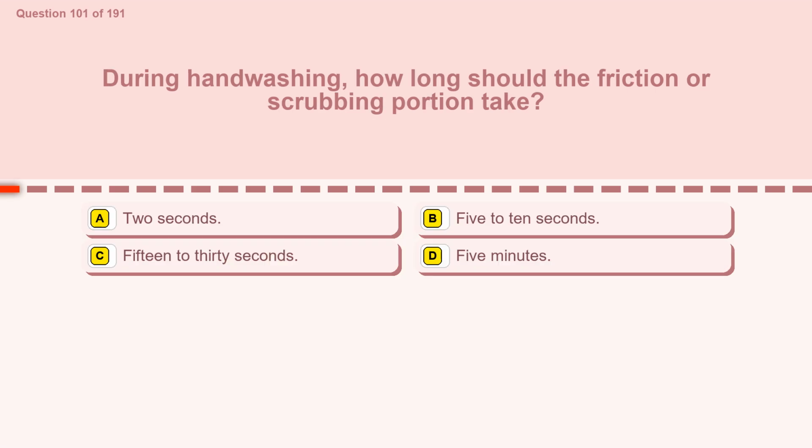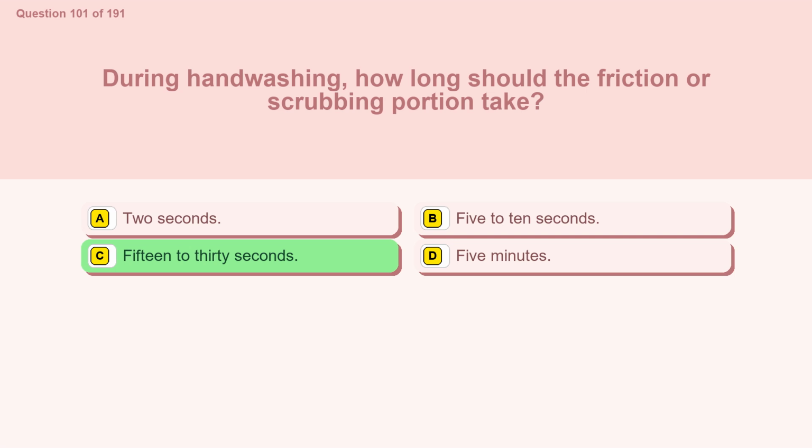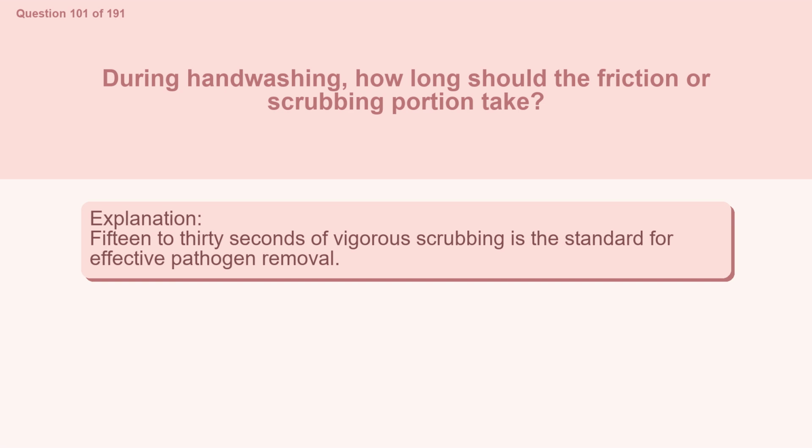Question 101. During hand washing, how long should the friction or scrubbing portion take? Option A, 2 seconds. Option B, 5 to 10 seconds. Option C, 15 to 30 seconds. Option D, 5 minutes. The correct answer is option C, 15 to 30 seconds. 15 to 30 seconds of vigorous scrubbing is the standard for effective pathogen removal.